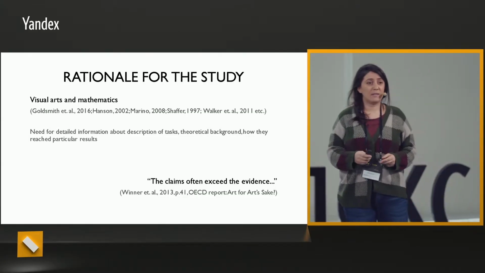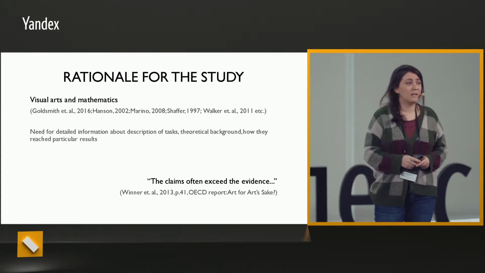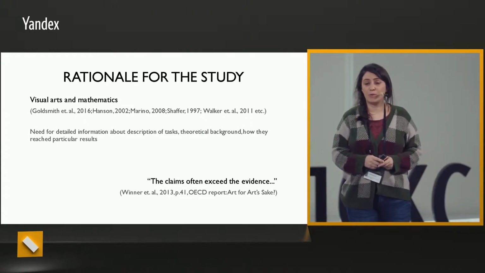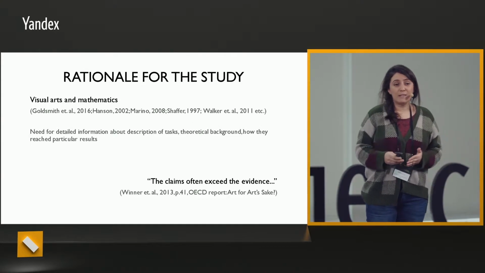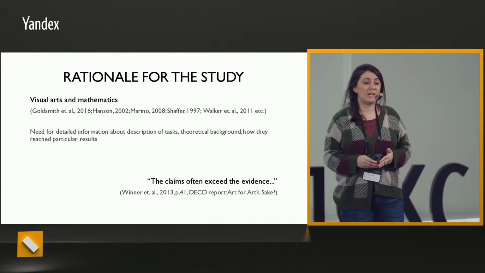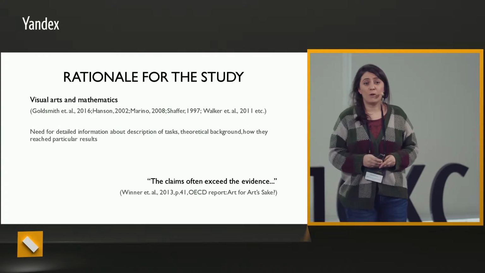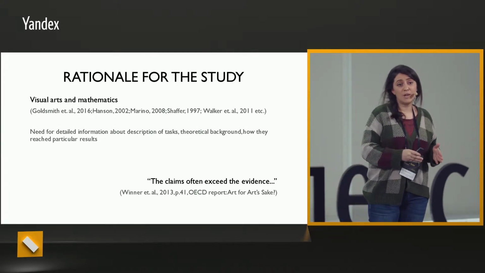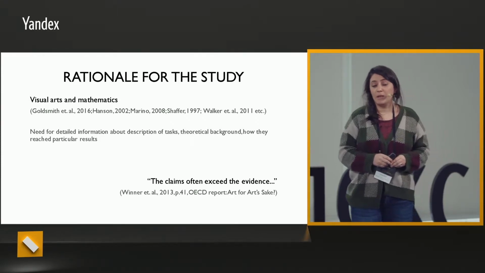I will give you an overview about the background of the study. There have been some studies about visual arts and mathematics, and this study is mostly focused on the effect of art integration on students' achievement in geometry or mathematics, or transfer of learning from art education to the geometry. However, there is a need for detailed information about how they design tasks on the basis of theoretical background, and how they found particular results, and how the transfer occurred.